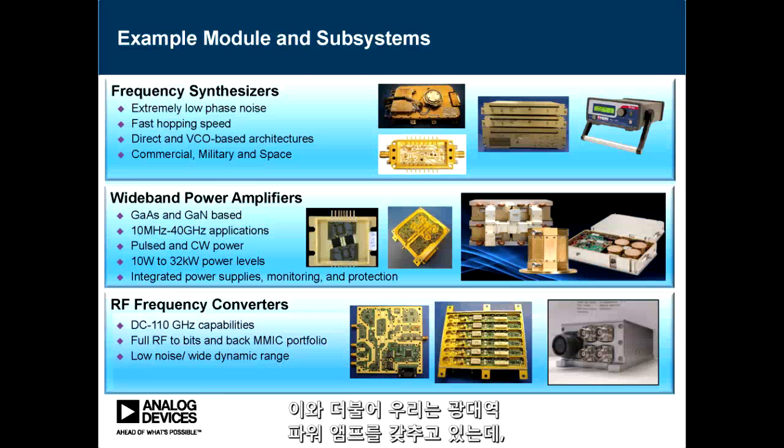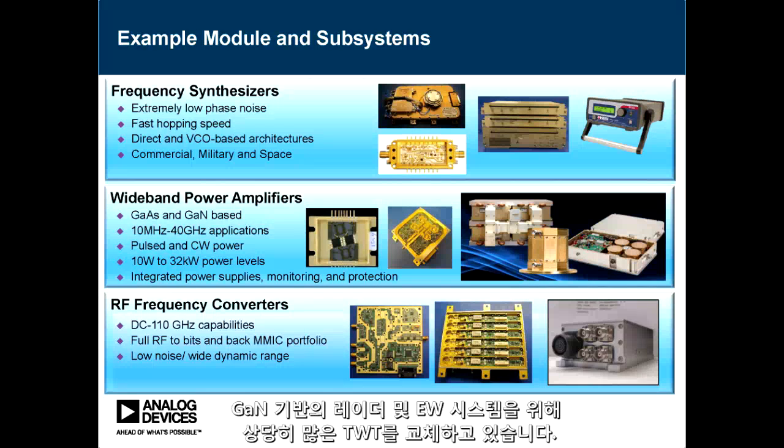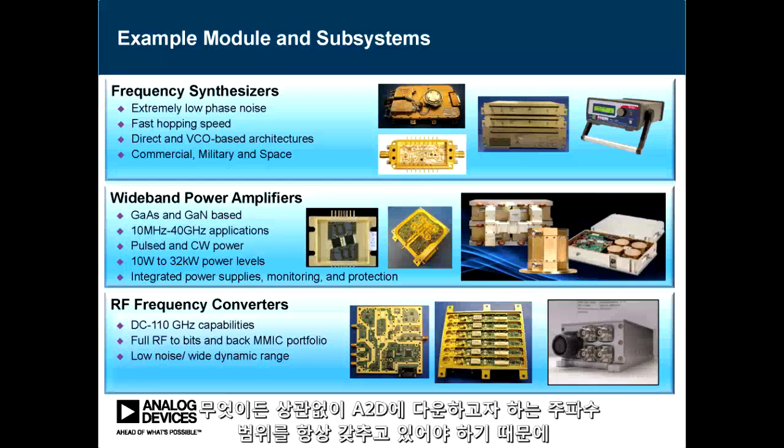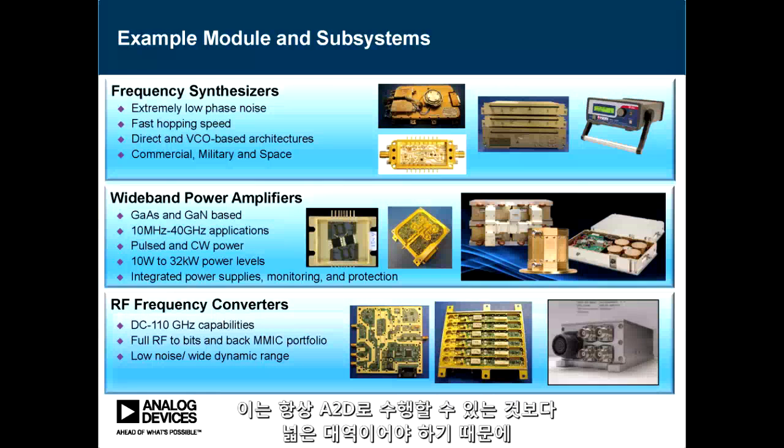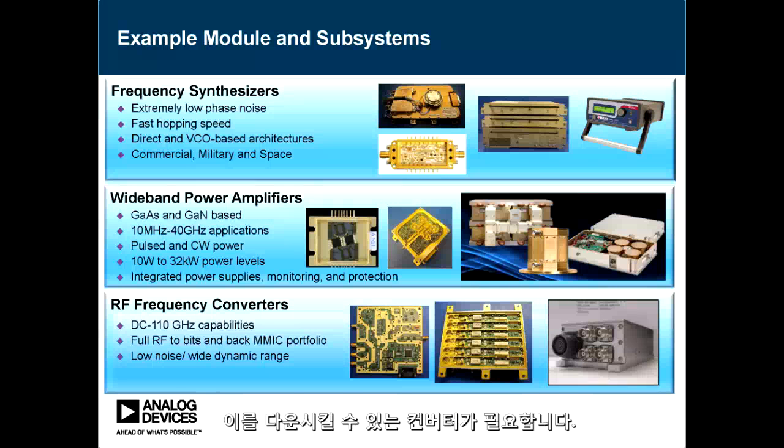To complement those, we have wideband power amplifiers. We're heavily into doing TWT replacements for radars and EW systems based on GaN. And we do RF frequency converters that cover the entire spectrum, because you always have to get the frequency range that you want down into the A to D, regardless of what it is. And it's usually a wider band than you can do in the A to D, so you need converters to bring things down.